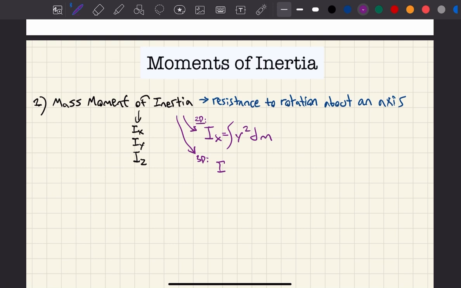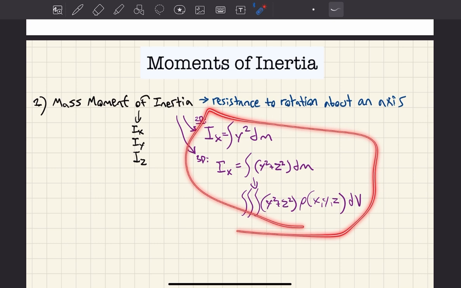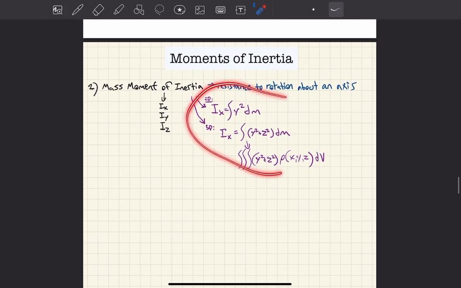In 3D, Ix, if I remember correctly, you could get a triple integral. I think it's y squared plus z squared dm. And then this translates eventually to a triple integral of y squared plus z squared multiplied by the mass density function dV. But I don't know, this might be wrong. Long story short, these are the formulas that represent it. And typically you don't even need to go over this stuff unless you're doing derivations or Calc 3.